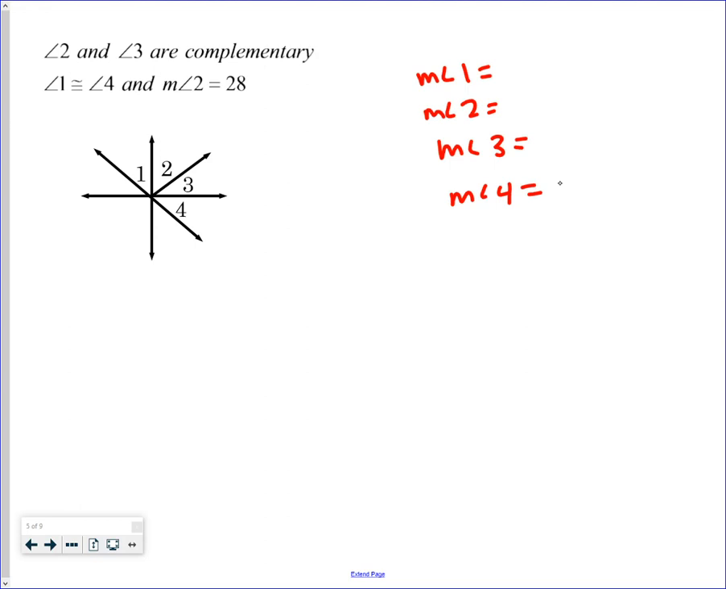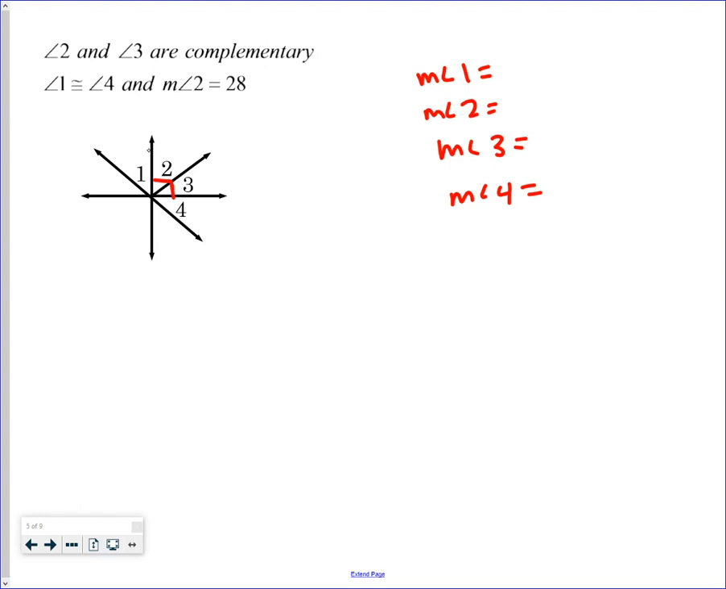They first told me angle 2 and angle 3 are complementary. What's that even mean? What's complementary? Add up to 90, right? And 2 and 3 are right next to each other. They're adjacent. So I'm going to go ahead and draw my right angle box on 2 and 3. Does everybody see that? We couldn't assume it. They had to tell us that, okay?